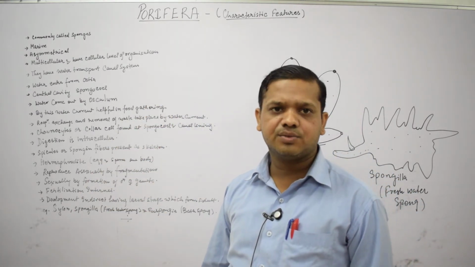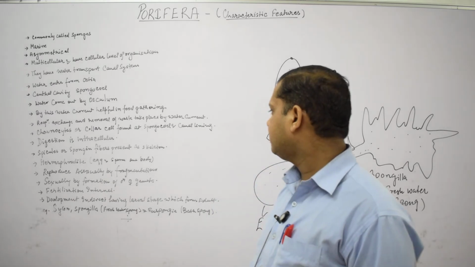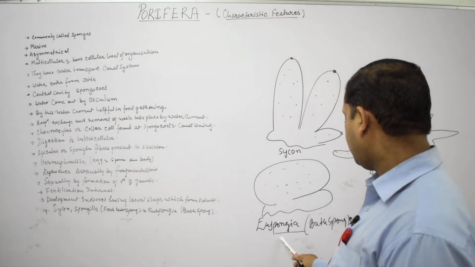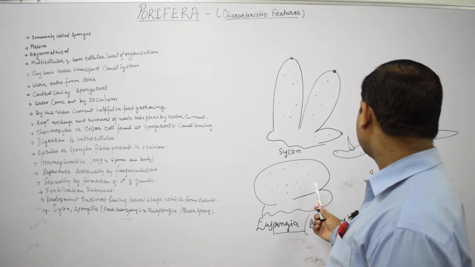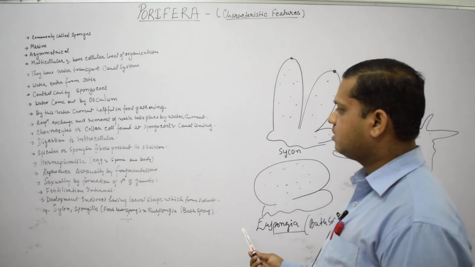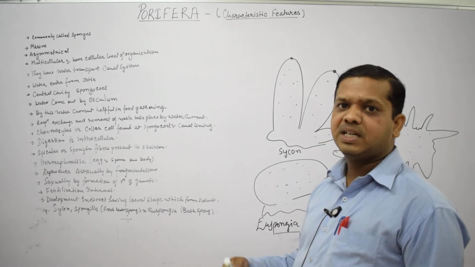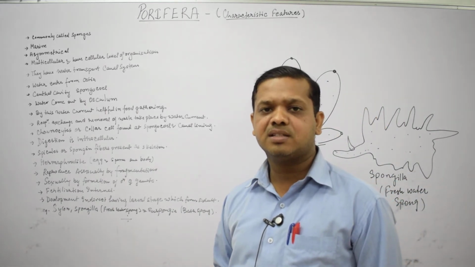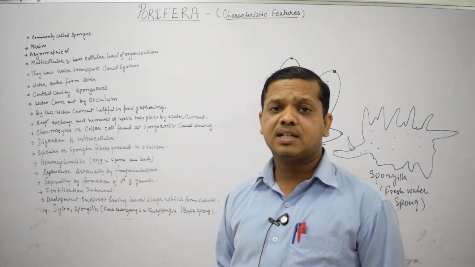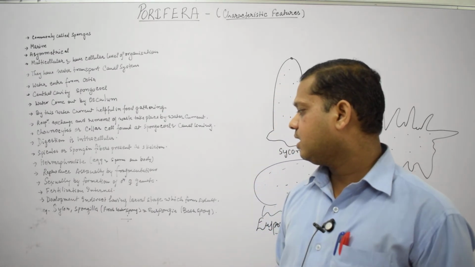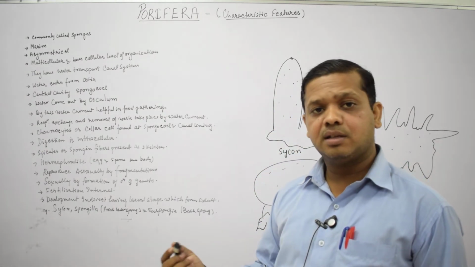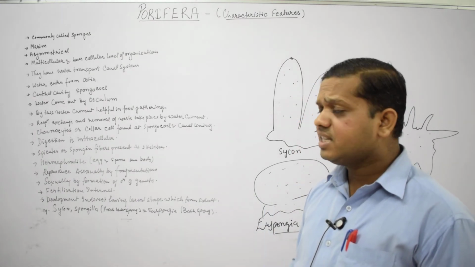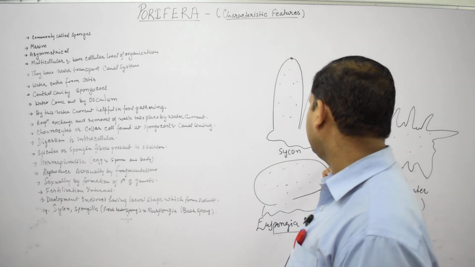These are the characters which we have already discussed, and these are the important diagrams. This is the diagram of a Sycon, and this is Euspongia, bath sponge, Spongilla. They all are hermaphrodite. They reproduce asexually by fragmentation, or sexually, making male and female sex organs. They have indirect development with larval as well as adult stage, and asymmetrical bodies are shown in all the three diagrams.